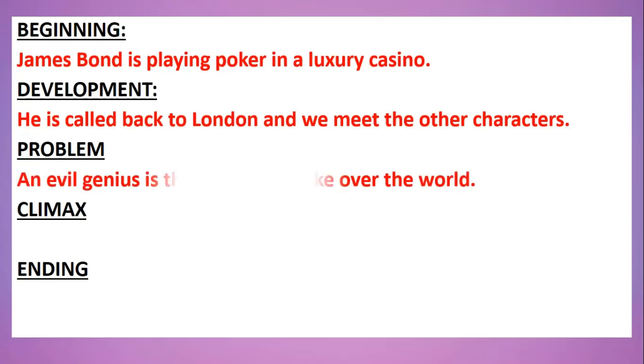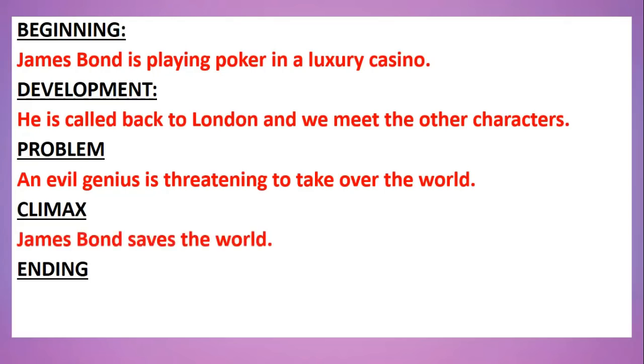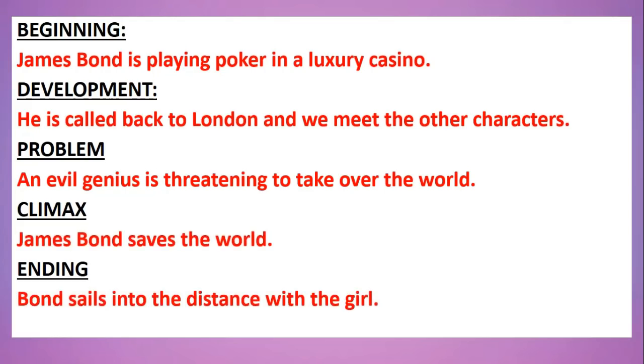Then the problem of a James Bond film would be that an evil genius is threatening to take over the world. The climax would be James Bond saves the world, and the ending is James Bond sails off into the distance with the James Bond girl, who is the love interest in the film. It's always the same. Beginning, development, problem, climax, ending always stays the same, and your story will probably follow the same pattern.